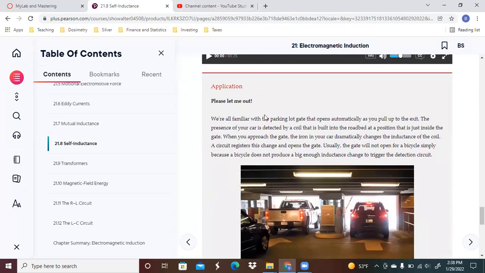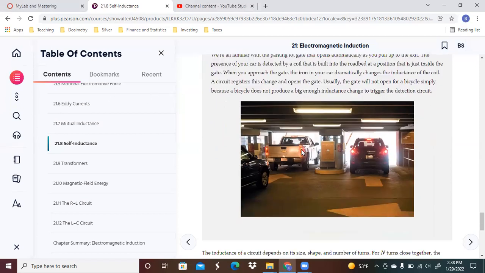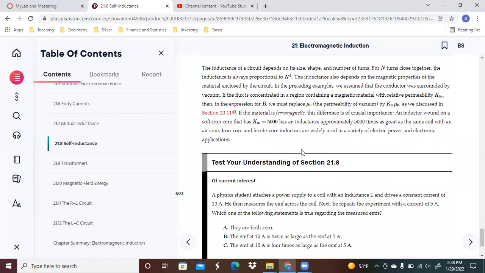So, an application. We're all familiar with the parking lot gate that opens automatically as you pull up to the exit. The presence of your car is detected by a coil that is built into the roadbed at a position just inside the gate. When you approach the gate, the iron in the car dramatically changes the inductance of the coil. A circuit registers this change and opens the gate. Usually the gate will not open for a bicycle simply because a bicycle does not produce a big enough inductance change to trigger the detection circuit. So that's something you can take with you.